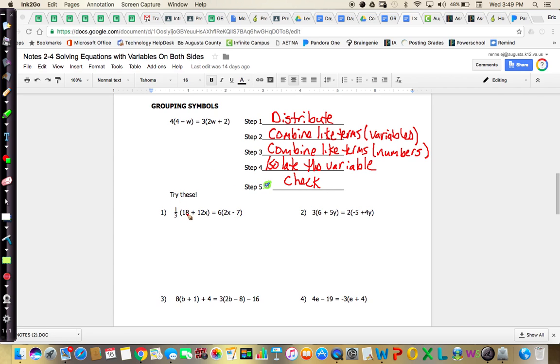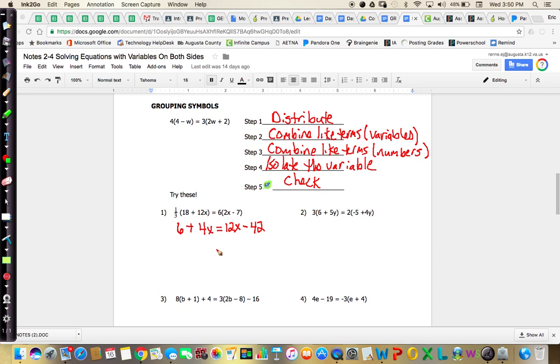So we're going to distribute the 1/3 to the 18, and when you take a third of 18, you end up with 6 plus a third of 12x is 4x. And then 6 times 2x is 12x. And 6 times 7 is 42. And I'm going to leave a minus sign there.